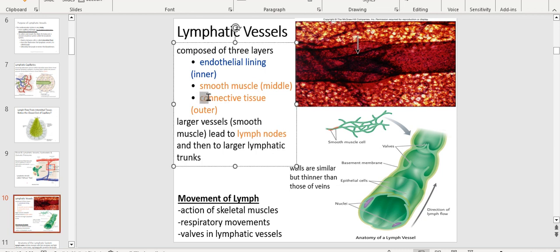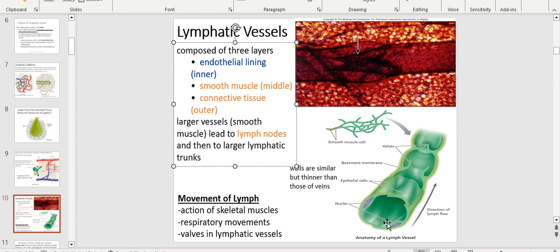That's the outside there. Large vessels, smooth muscle, leads to lymph nodes and then to larger lymphatic trunks, which we'll get into in a little bit. But you'll see there the movement of the lymph. There's no heart pumping the lymph as is the case when you're talking about blood and the cardiovascular system. Very similar to veins, which we'll get into next week, there are these valves and direction of lymph flow. It's going up, right? Let's say this is from the feet all the way up to the chest.